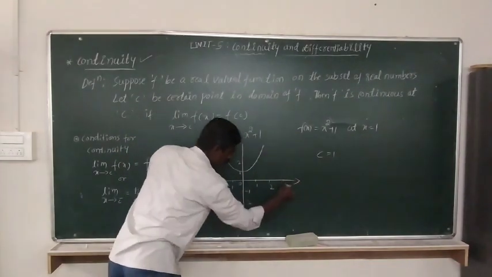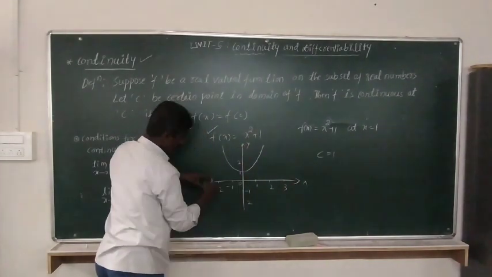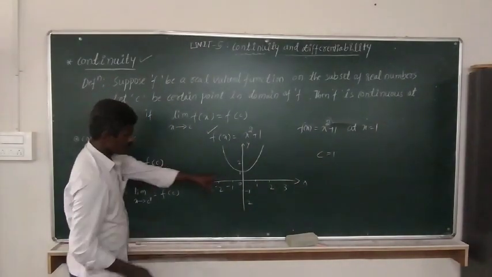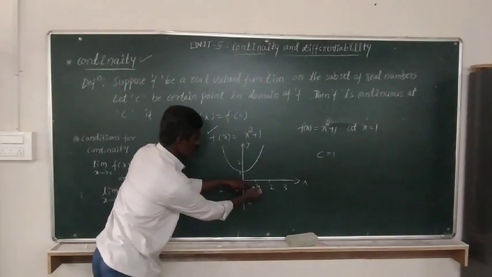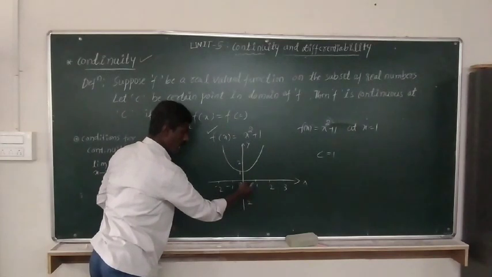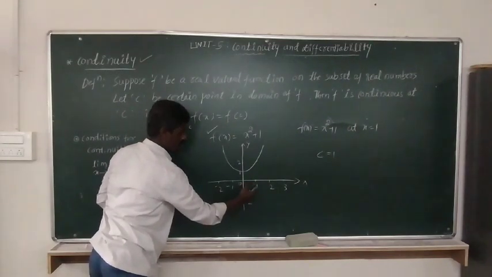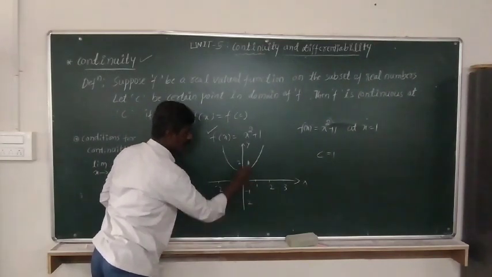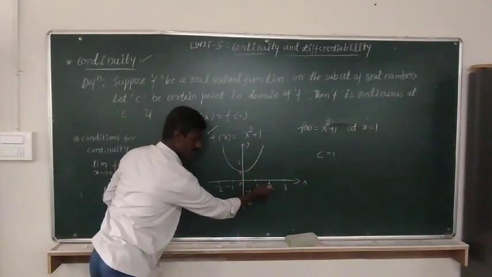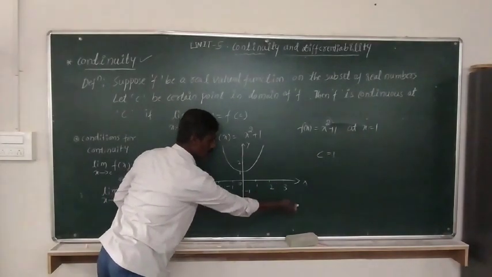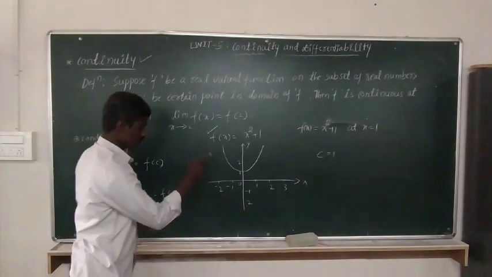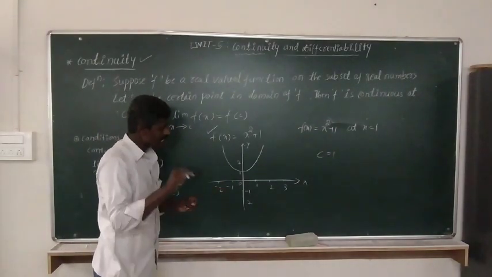Here the x-axis is the domain. This is the x-axis, this is the y-axis. Let c be a point. We can take c equals 1, 2, whatever it is. You can take any number as c. Here I have taken c equals 1. I am checking the continuity of the function at c equals 1. You can also check it at c equals 2 or c equals 3. Now I am taking c equals 1.